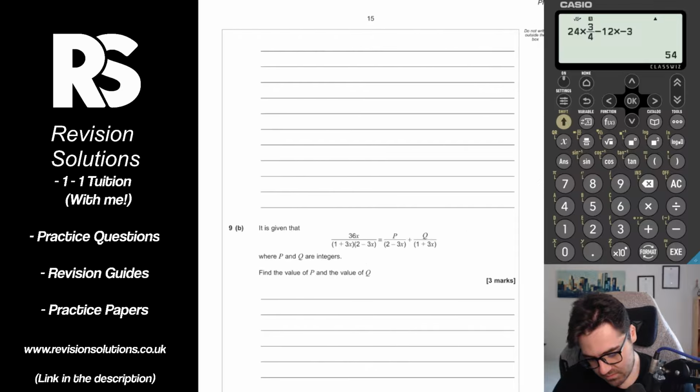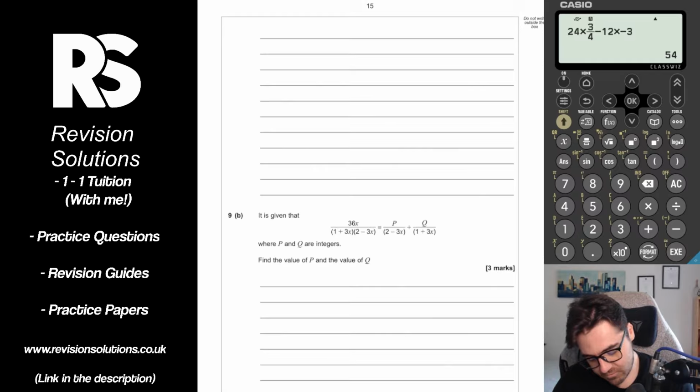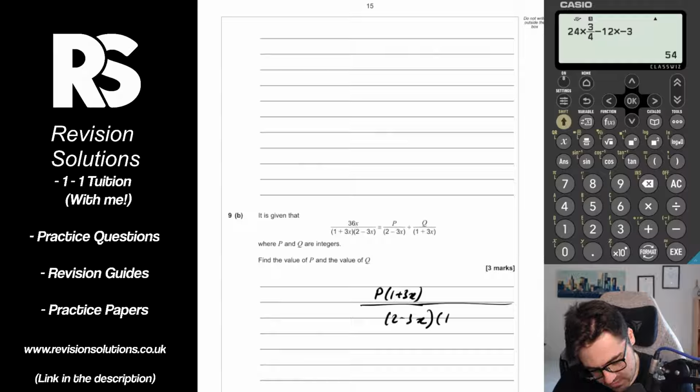So moving on to part B, it says it is given that 36x over 1 plus 3x times 2 minus 3x, we can write that as partial fractions. So whenever I'm doing partial fractions, first I'll write these back as a single fraction. So we just have to multiply the top and bottom by whatever part of the denominator is missing. So on the p, that's the 1 plus 3x. So we'd have p times 1 plus 3x over, well, sorry, this will all be over 2 minus 3x, 1 plus 3x.